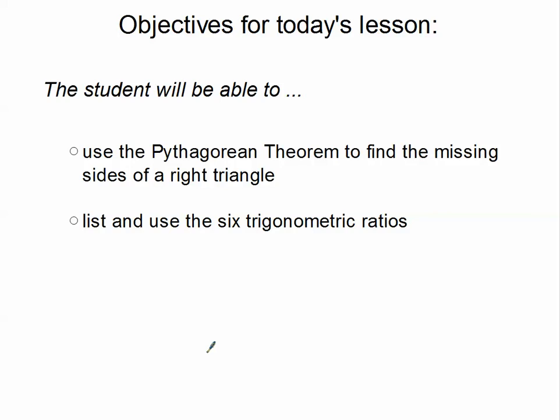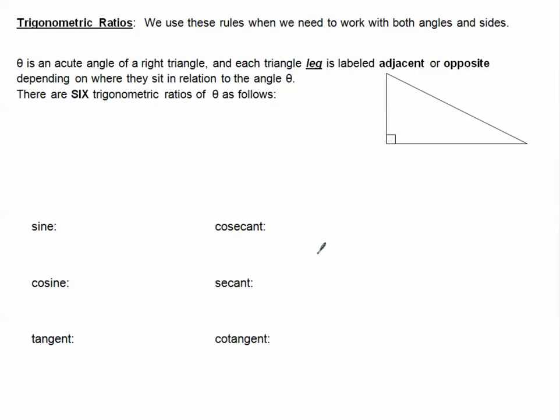In this second tutorial, we will list and use the 6 trigonometric ratios. So let's flip over to this page of our notes and we'll talk about the 6 trigonometric ratios. And we have a picture of a right triangle that I will label, and I will color code with 3 different colors if you want to grab some color right now.